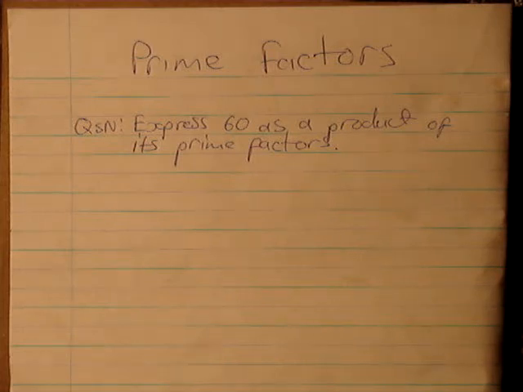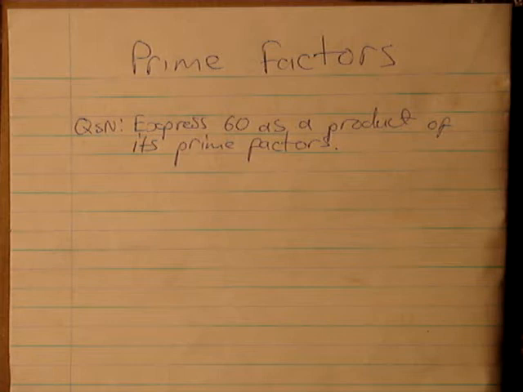For you to be able to know prime factors, you have to know what a prime number is. A prime number is a number that has exactly two factors, that is 1 and itself. For example, we have 5. The factors of 5 are 5 and 1.